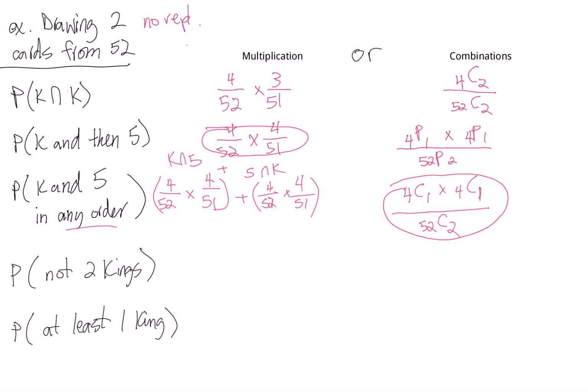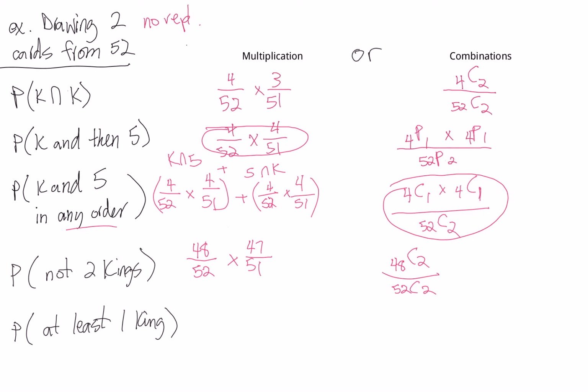So the second last one, it says, what's the probability we don't get 2 kings? Okay, so in this case let's do the multiplication first. We don't want a king, so that means there's 48 cards in the deck that aren't kings. And then we don't want another king, so it'd be 47 out of 51. And that would be it. Order doesn't matter, so we don't have to worry about doubling it or anything like that. And if we were to use the C notation, order doesn't matter, we want 2 out of the 48 cards that aren't kings, and our total would be 2 out of the 52.